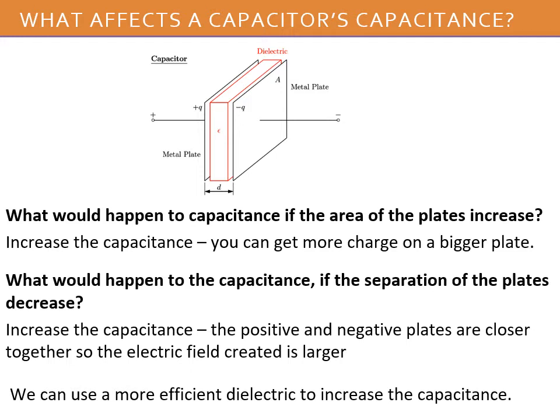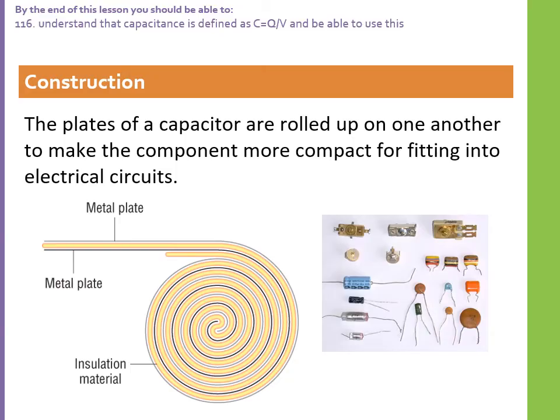So any insulator can be used as a dielectric. And there are some examples: glass, ceramic, plastic film, air, paper, anything you can use which has good properties. Right, so there are different ways to construct it.